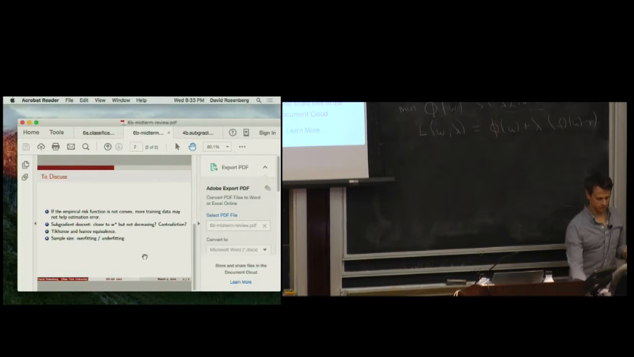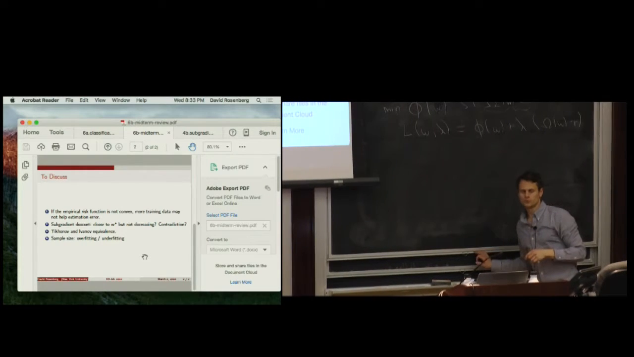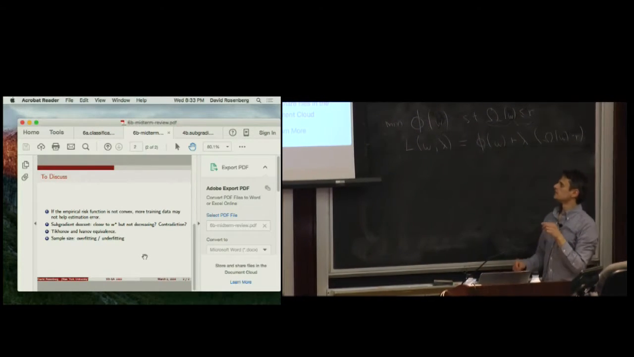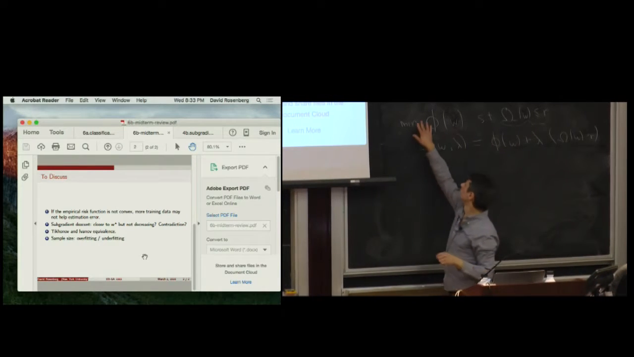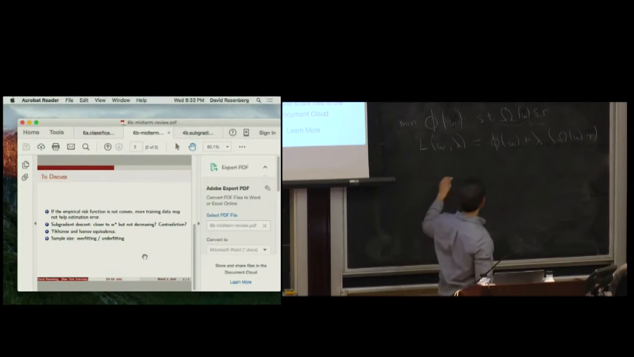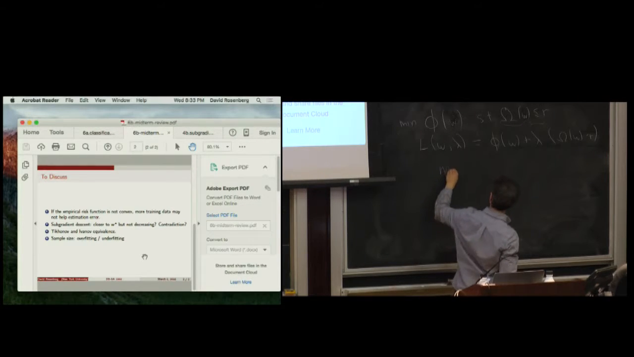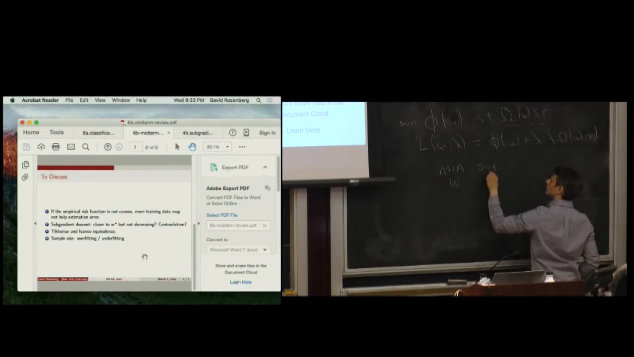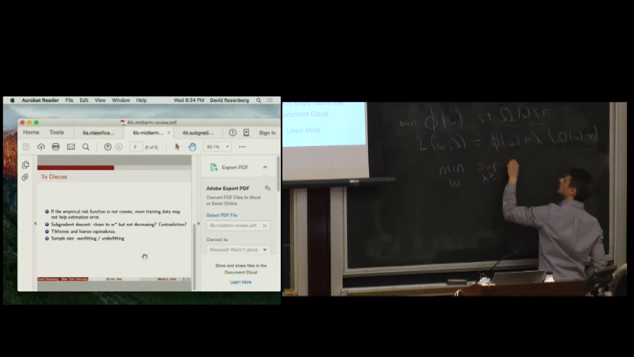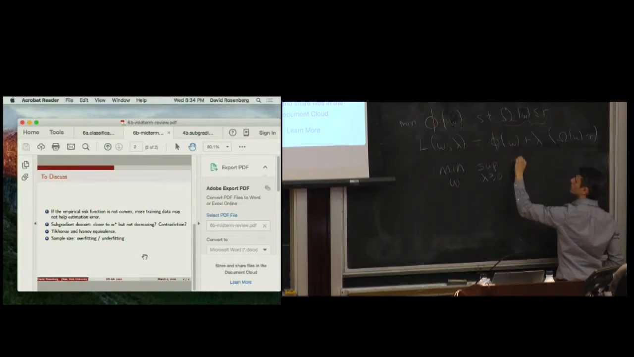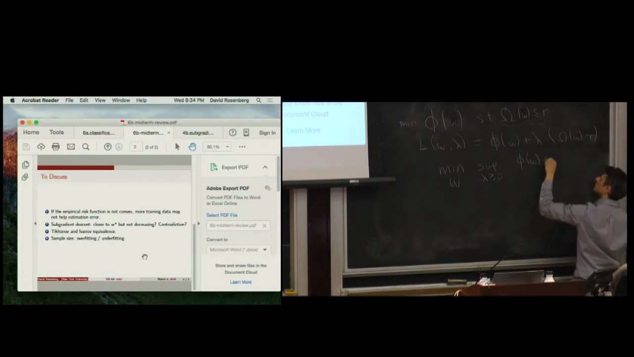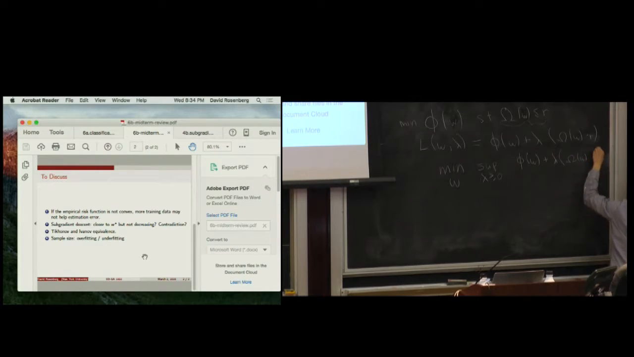Now, there's this cool thing that we proved, and I hope you guys can be convinced of this, is that the solution to the original optimization problem can be written like this. Minimum over W, supremum over lambda greater than or equal to zero of the Lagrangian. But I will write it, is there a mistake? No. But I'll write it like this.